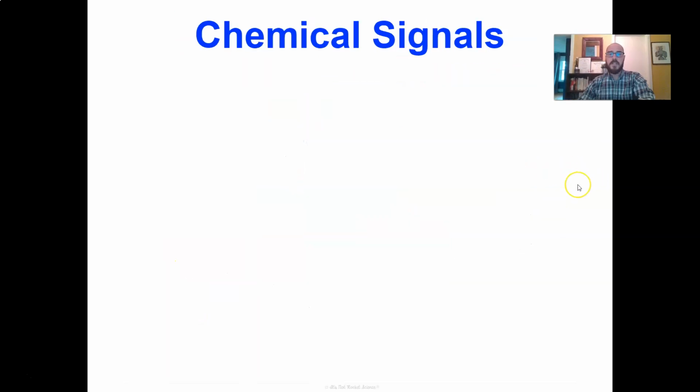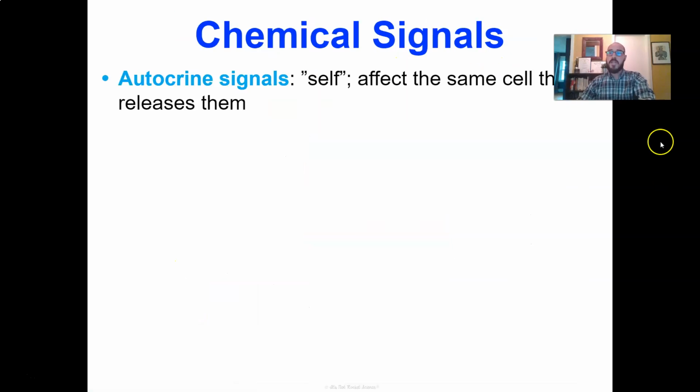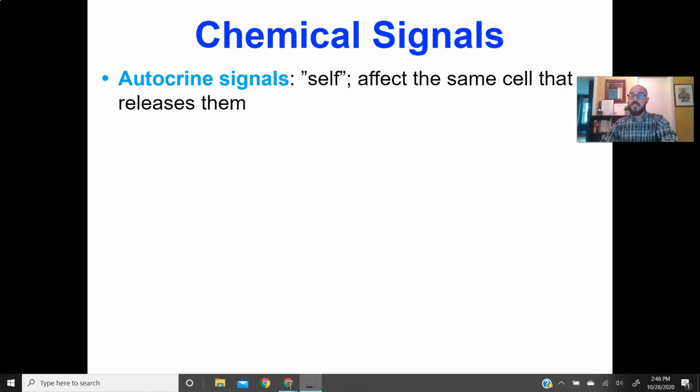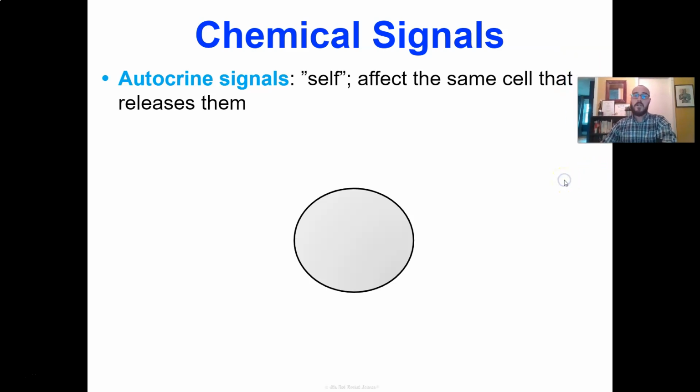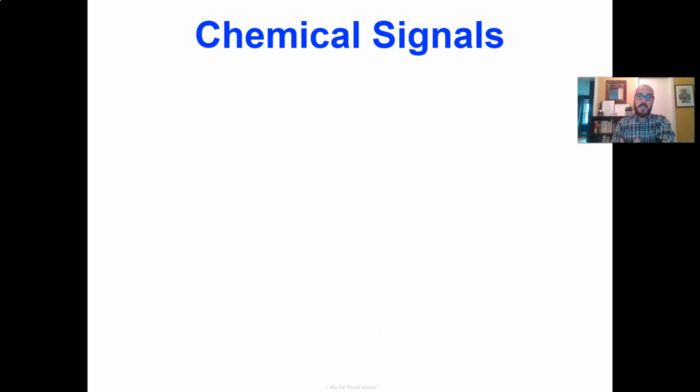So let's talk about what that looks like. We're going to focus on the signal first. Chemical signals come in a couple different shapes and varieties. The first one is an autocrine signal. An autocrine signal is where the signal is going to affect the same cell that releases it. So it's a self signal, auto, right? The signal's released, you can see it there, and then it's going to be picked up by a receptor on the same cell. So the signaling cell is the target cell here.